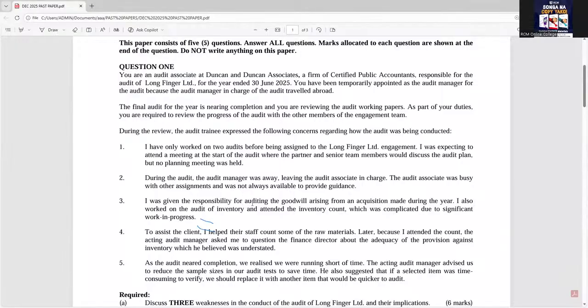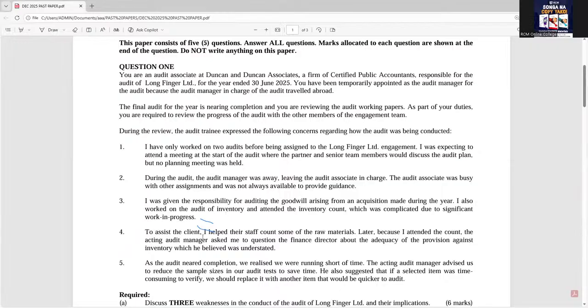Number 3: I was given the responsibility for auditing the goodwill arising from an acquisition made during the year. I also worked on the audit of inventory and attended the inventory count, which was complicated due to significant work in progress.